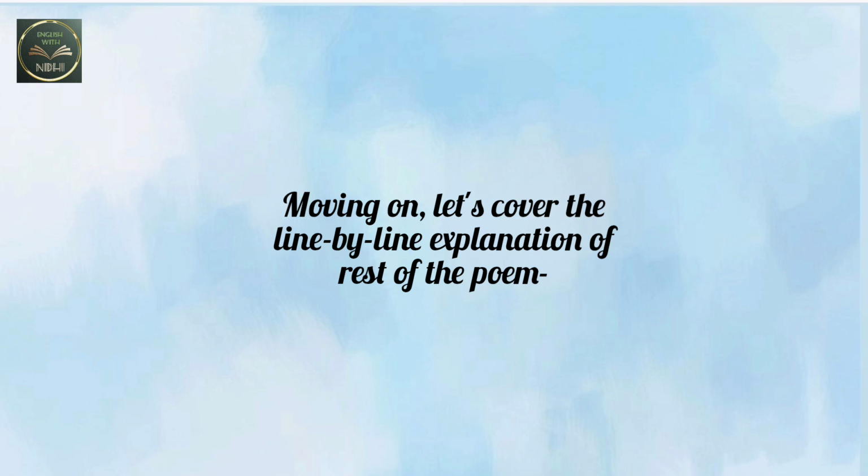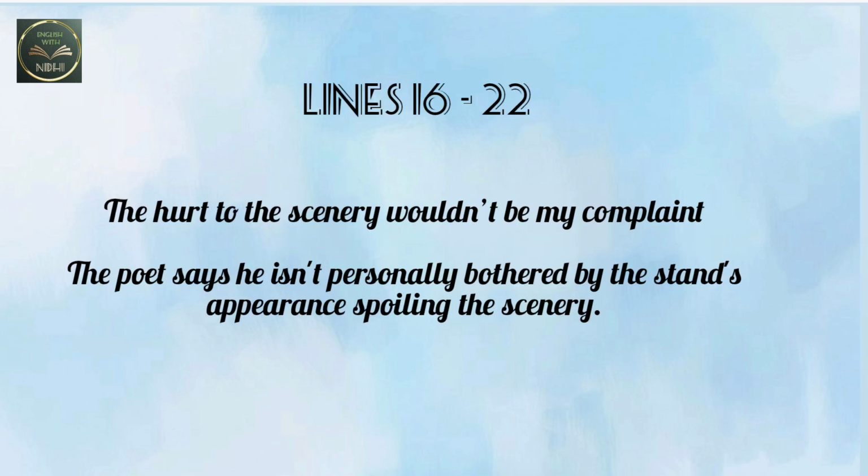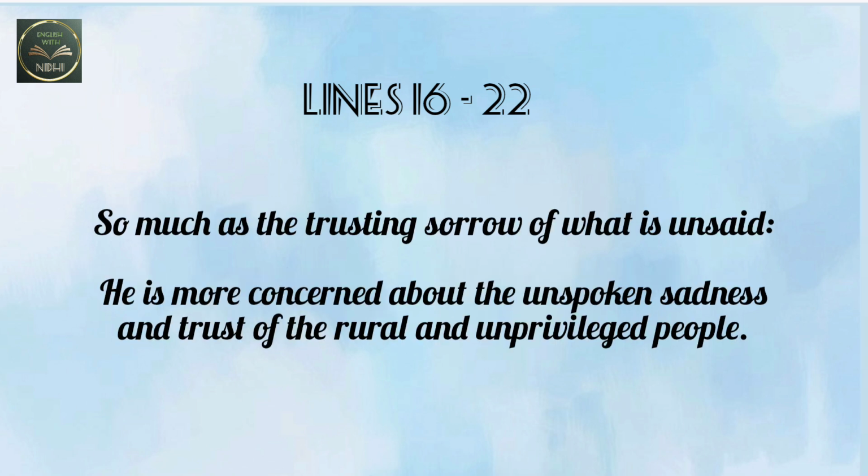Moving on, let's cover the line-by-line explanation of rest of the poem. Line 16 to 22. Line 16. The hurt to the scenery wouldn't be my complaint. Here, the poet says that he isn't personally bothered by the stand's appearance spoiling the scenery. Line 17. So much has the trusting sorrow of what is unsaid. That is, he is more concerned about the unspoken sadness and trust of the rural and unprivileged people.